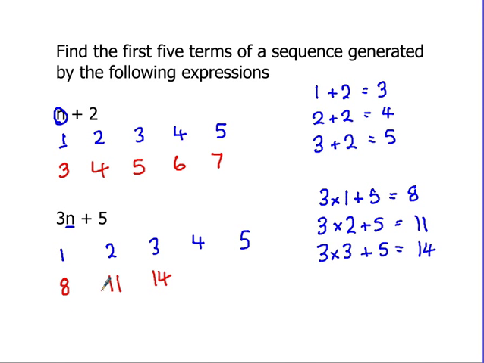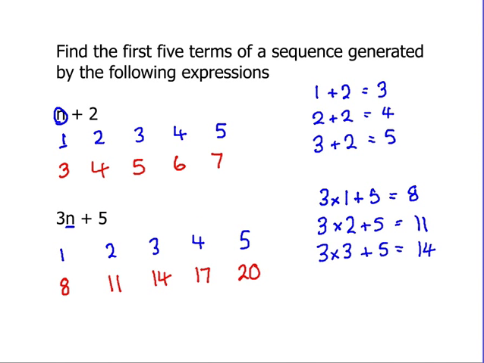Now, it's going to be going up in a straight line. It's going up by 3 each time. So we can just keep on going, adding another 3, and then adding another 3. We can check that we've got this one right again. 3 times 5 is 15, plus another 5 is 20.